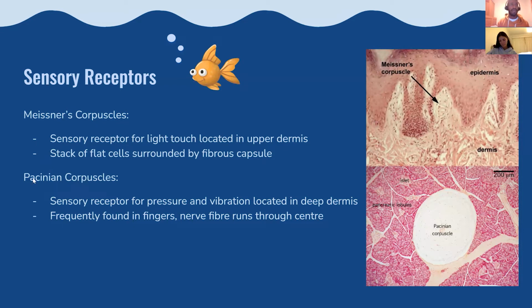And our Pacinian corpuscles are located deep in the dermis, right? And they're going to sense pressure and vibration. So it's more of a heavy signal, so that can travel through a bit of skin. So that's why they can be located deep in the dermis. And you'll get lots of these in your fingers, and the nerve fiber is this bit in the middle, surrounded by some layers of tissue.